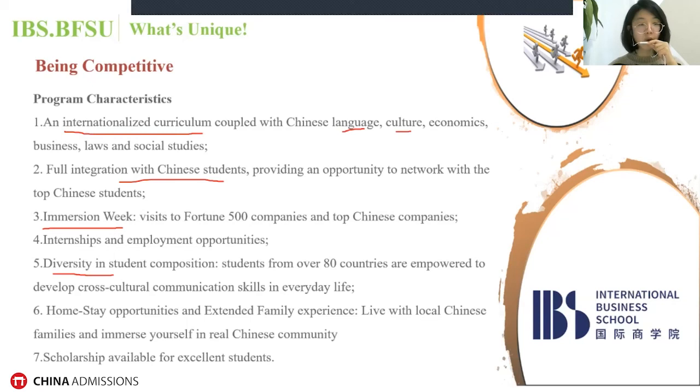And we also have the homestay opportunity and extended family as well. And this will bring you the link with a local Chinese family. And we have a lot of scholarships available for excellent students.